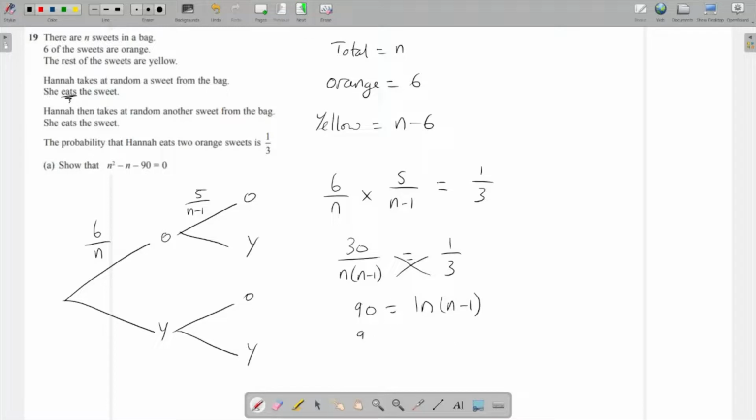And then we can expand the right hand side. So 90 equals n squared minus n. And then we take the 90 to the other side. n squared minus n minus 90. And now we've shown that n squared minus n minus 90 is equal to 0.